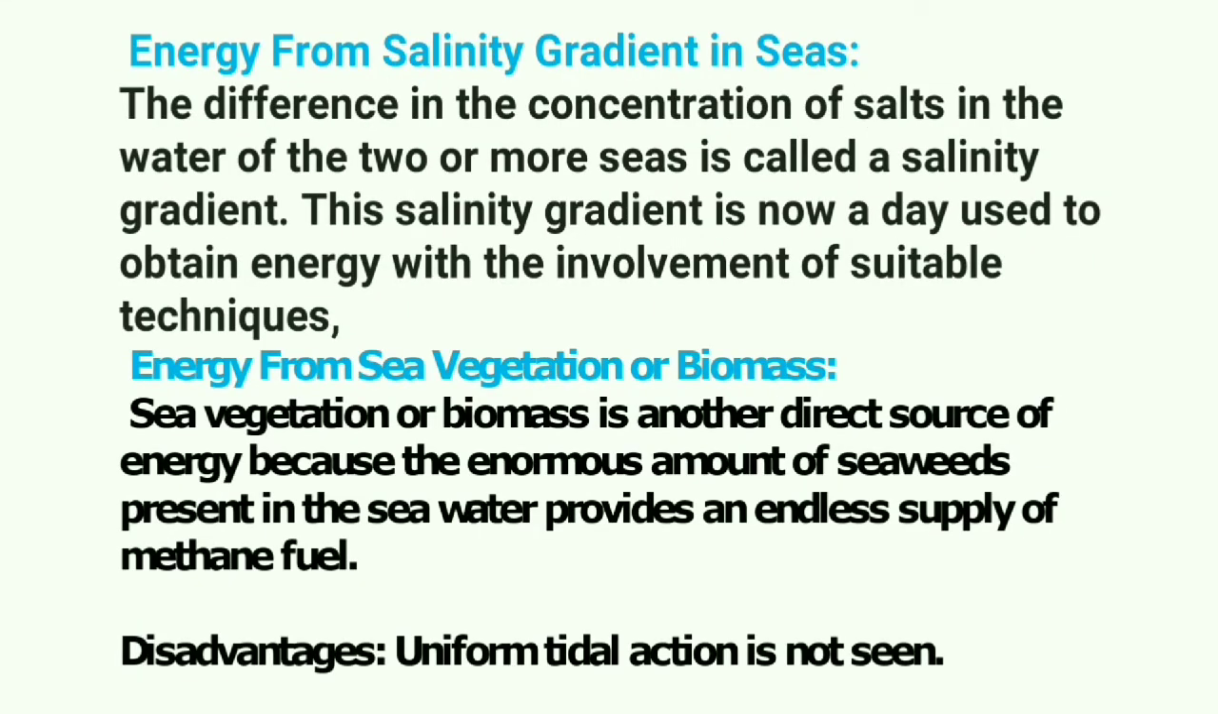Energy from salinity gradient in seas. The difference in the concentration of salts in the water of two or more seas is called salinity gradient. This salinity gradient is nowadays used to obtain energy with the involvement of suitable techniques. Energy from sea vegetation or biomass. Sea vegetation or biomass is another direct source of energy because the enormous amount of seaweeds present in the seawater provides an endless supply of methane fuel. It has disadvantages, which include uniform tidal action, which is not seen.